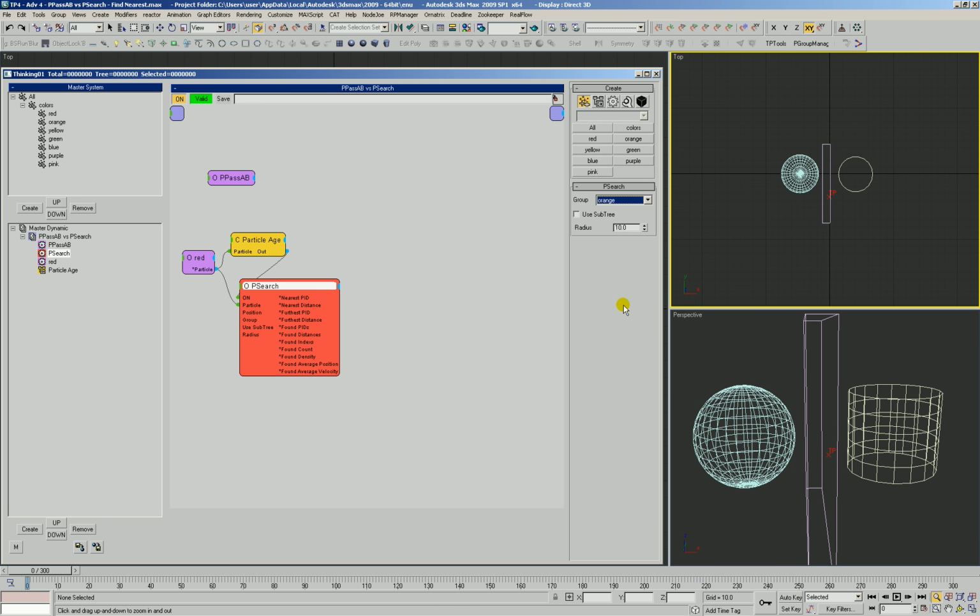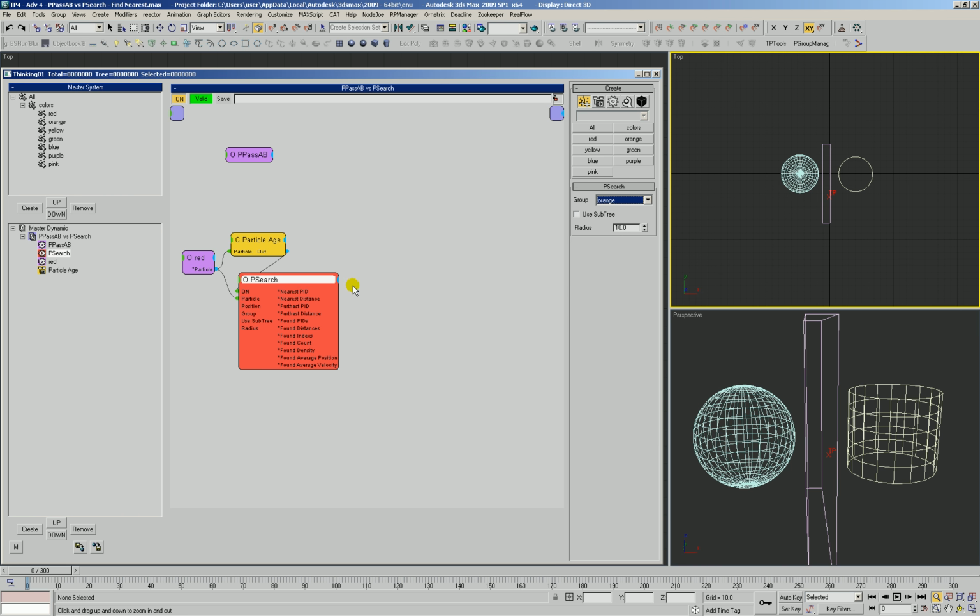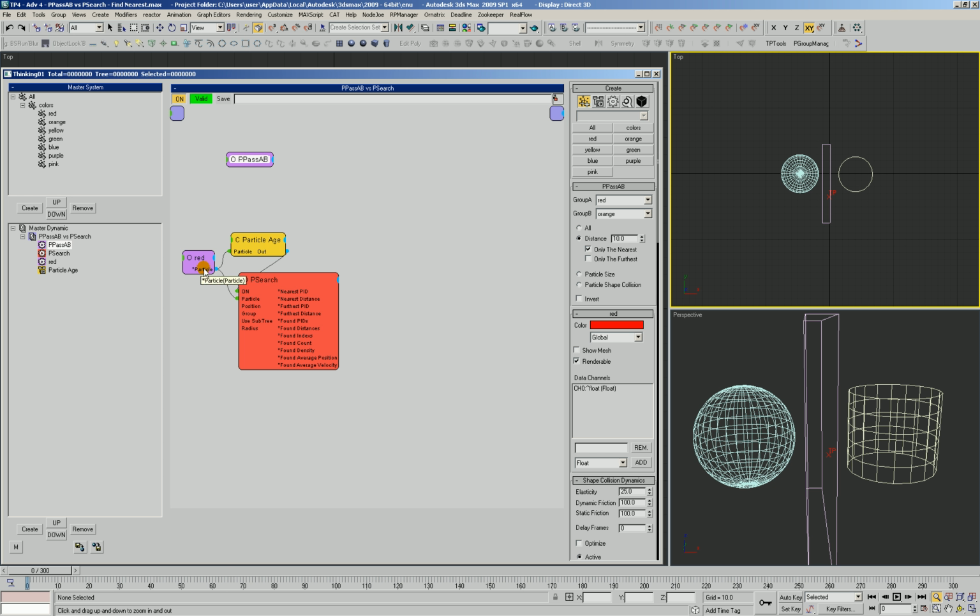Okay, so that is about the long and the short of it. We're going to go ahead and create a sample file next using this kind of scene layout here to show some of the differences between PPassAB and PSearch.